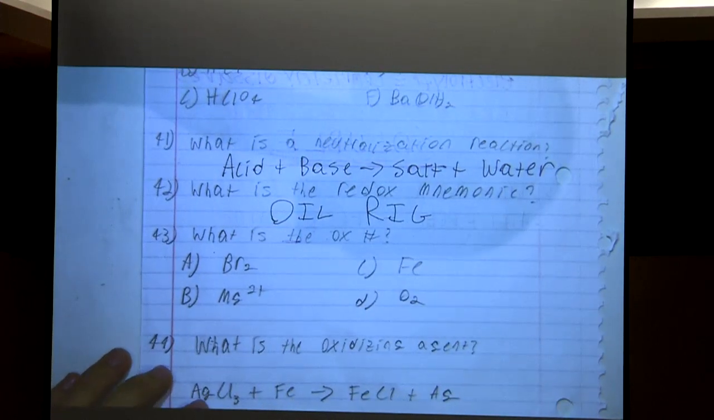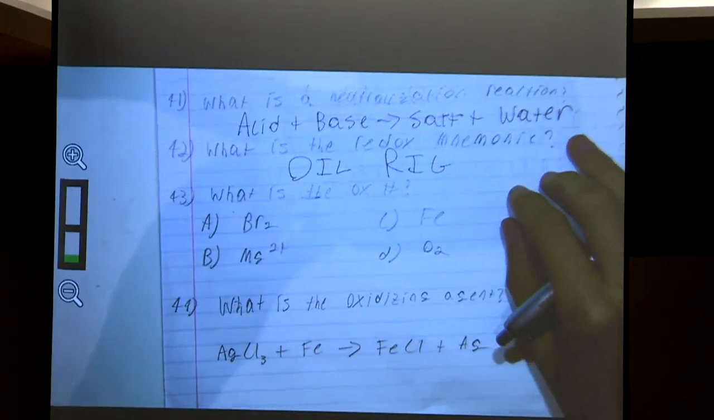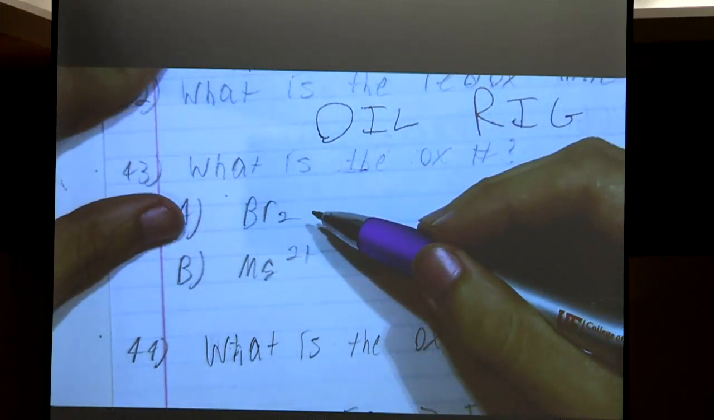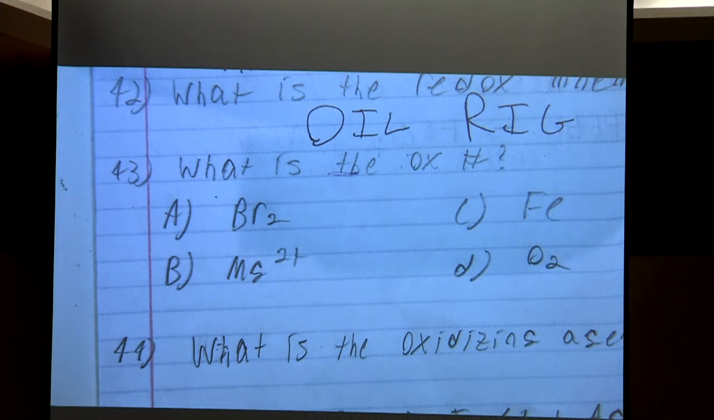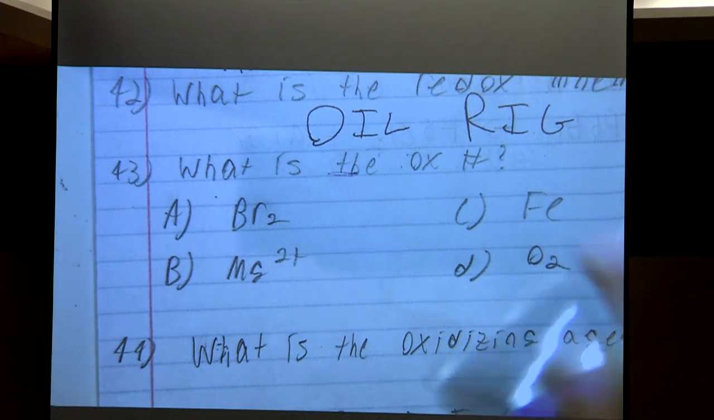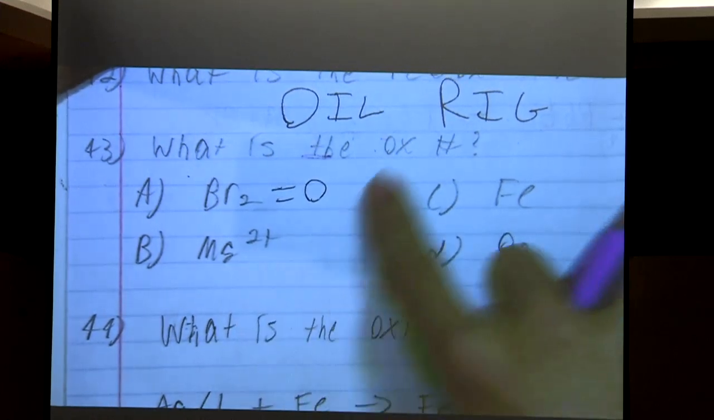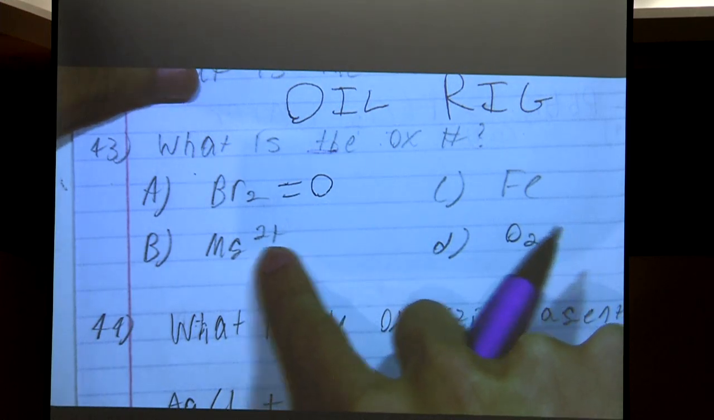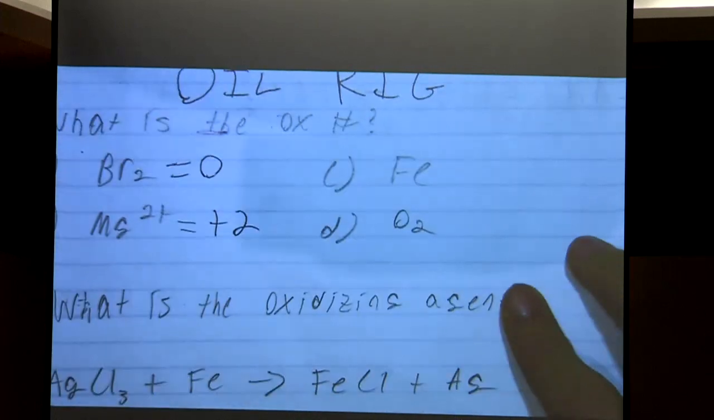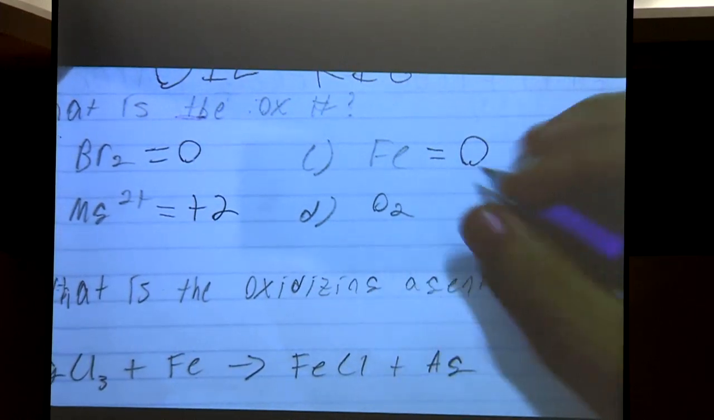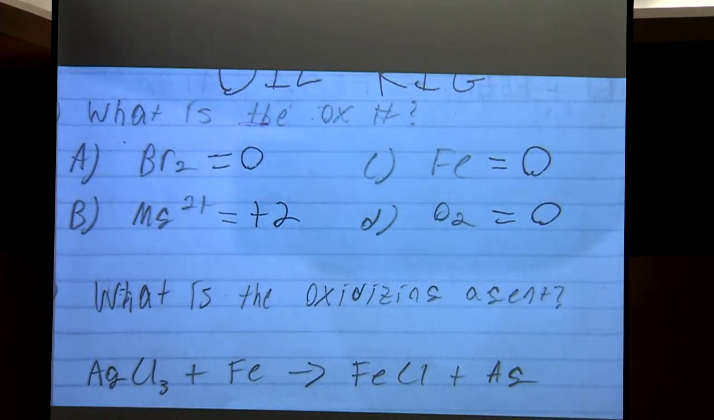All right, so 43, we're going to be assigning oxidation numbers. And we've got 4 options here. So Br2, remember that the halogens are diatomic in their elemental form. So anything in its elemental form has an oxidation number of what? 0. Good. So bromine, 0. For Mg2+, any ions, the oxidation number is the charge on the ion. So the oxidation number is +2. Here we've got iron in its elemental state, so it's 0. And here we've got oxygen in its elemental state, also 0. Any questions on that? If something is in its elemental form, like a metal by itself, it's going to be 0.